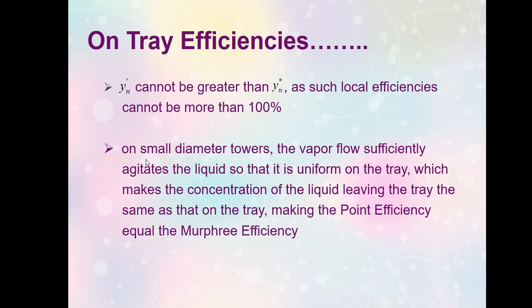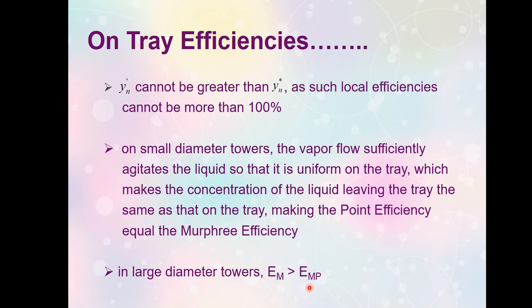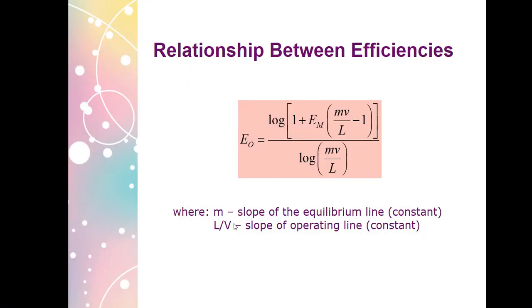This is in the case of small diameter towers. The discrepancy, or the difference between Murphree point efficiency and Murphree efficiency, is very negligible. In large diameter towers, of course, we expect that since Murphree point efficiency is much more accurate than Murphree efficiency, this one would be higher because this one is less conservative. That is in the case of large towers.